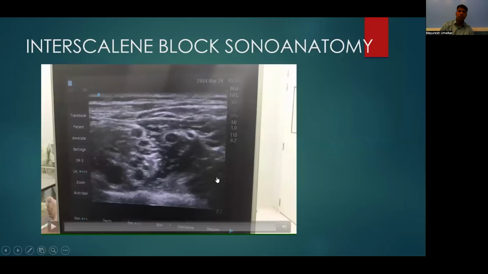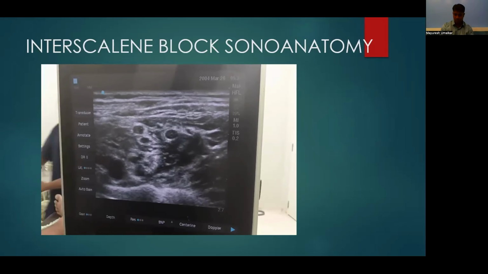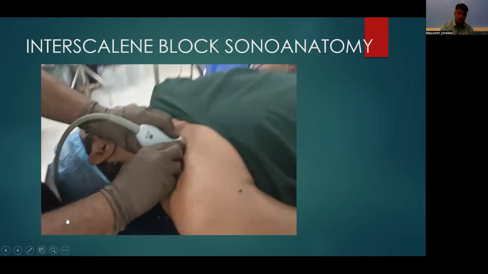Now I would like to show the video of the sonoanatomy of the interscalene block which I had taken. This is at the level of the clavicle, just above the clavicle. This is the subclavian perivascular region. You can see the subclavian artery and the brachial plexus superior and lateral to it. I will be moving proximally and medially to see the interscalene groove. This is the supraclavicular plexus and subclavian artery, going a little bit medial and proximal.